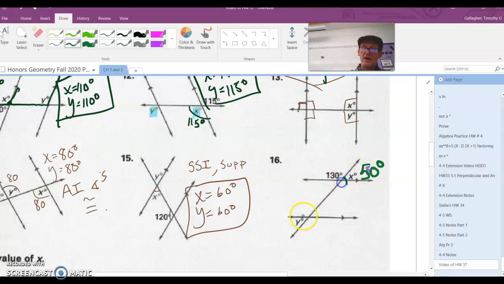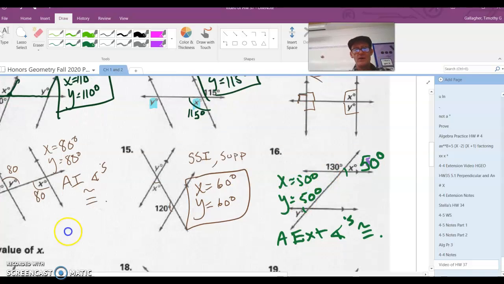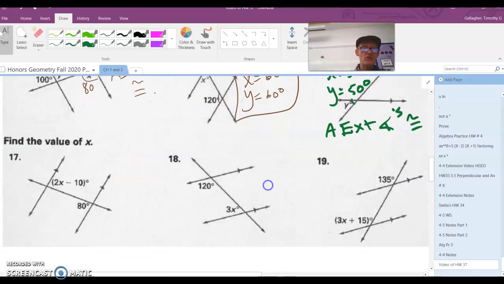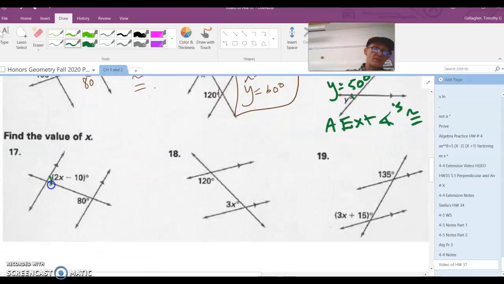And x and y are alternate exterior. So alternate exterior angles are congruent. So x equals 50 degrees, and so does y. Number 17, we have some algebra, and 2x minus 10 equals 80 because these are alternate interior angles. So 2x minus 10 equals 80. So x equals 45.